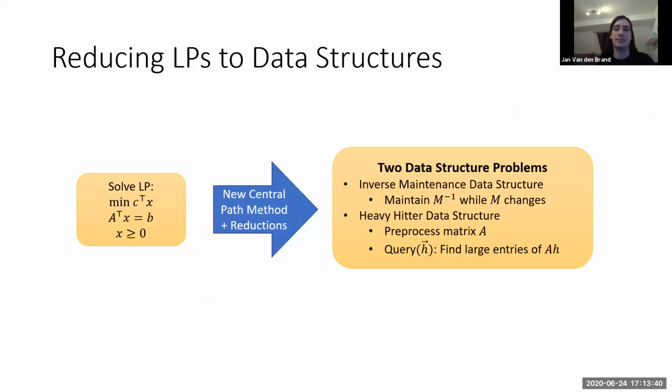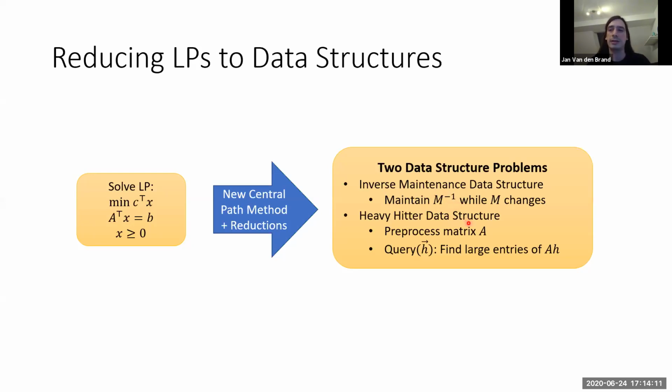The very rough high-level idea is that we have a new type of central path method and a whole bunch of reductions that show that if you want to solve some linear program, then instead you just need to solve two data structure problems. One is called inverse maintenance. That's a classic problem that has been studied a lot. It's about maintaining the inverse of some matrix M, where the matrix M is allowed to change over time. Now our new data structure problem is some kind of heavy hitter data structure.